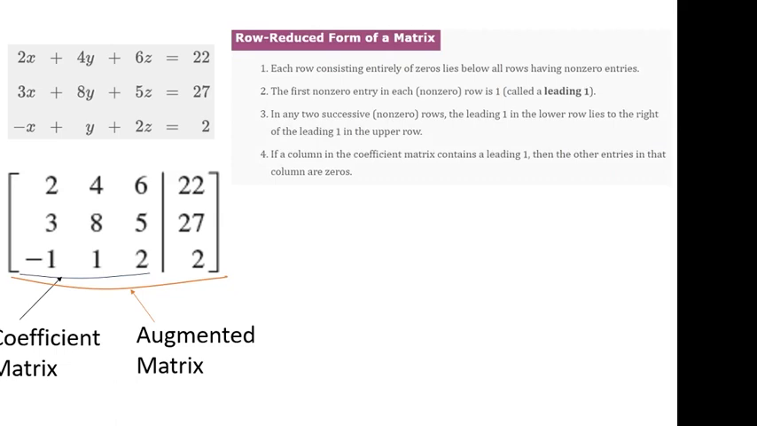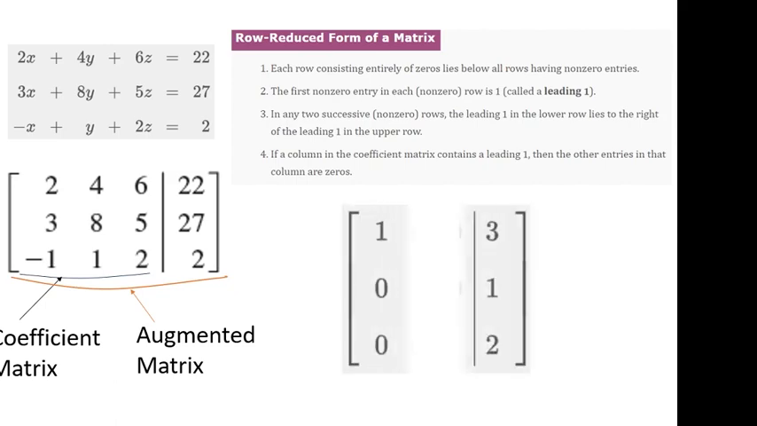The row-reduced form of a matrix is what we're aiming for. Each row consisting entirely of zeros lies below all other rows. In fact, you can pause this and read these for yourself, but let me show you what a row-reduced form of a matrix looks like. It would look something like this.